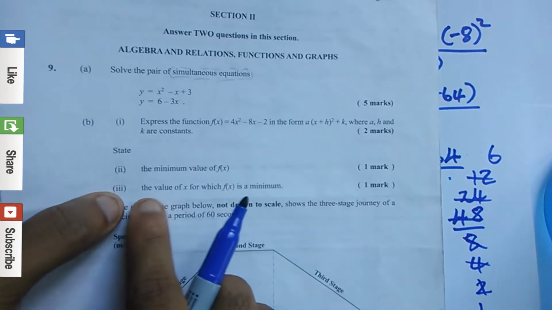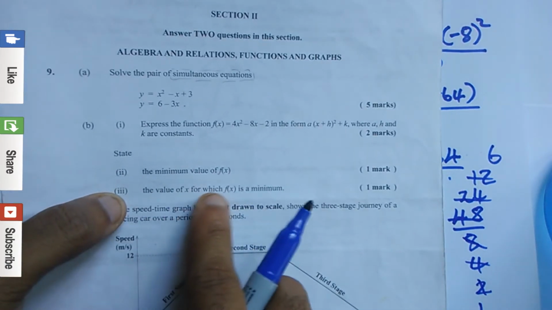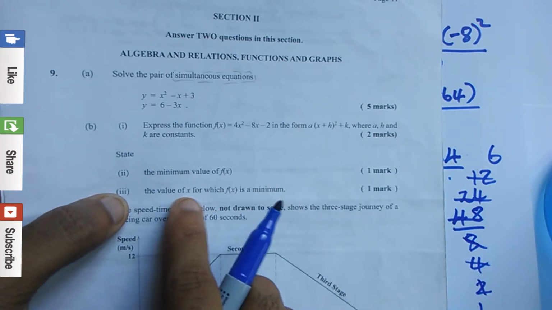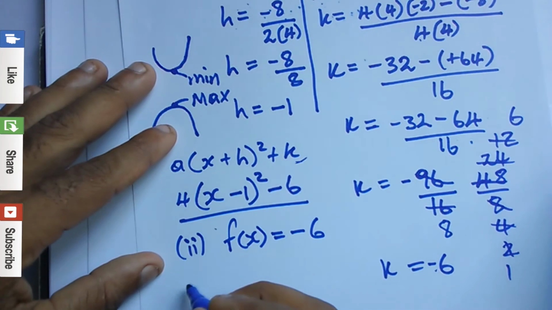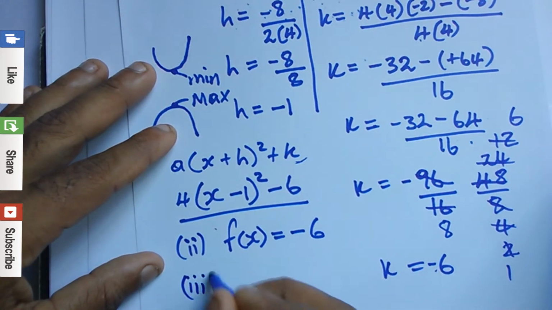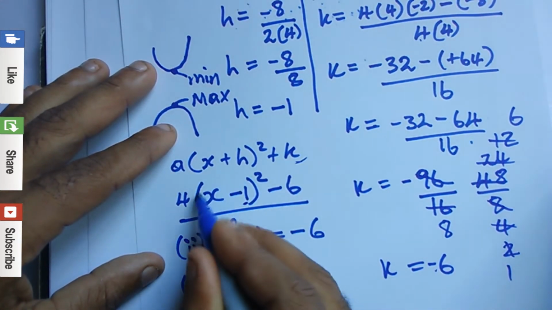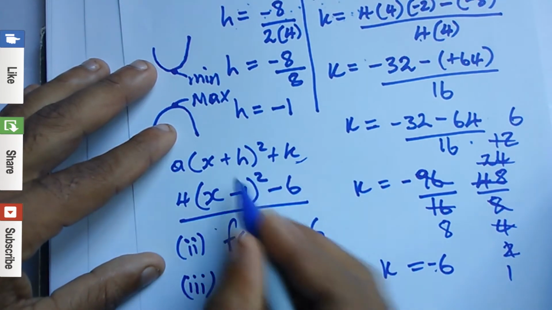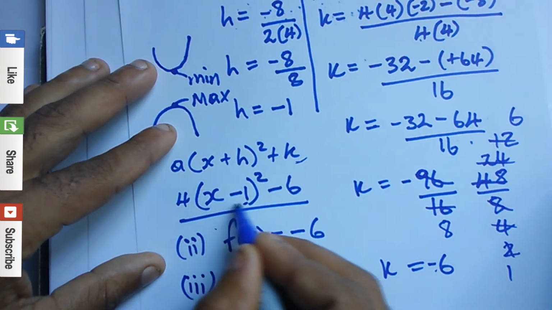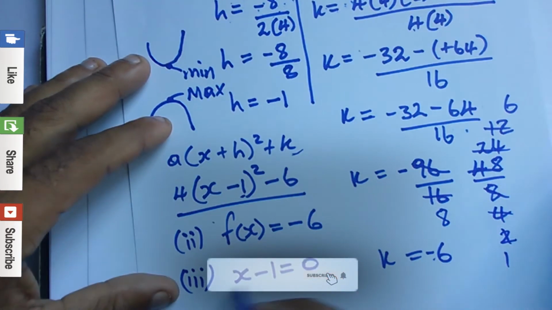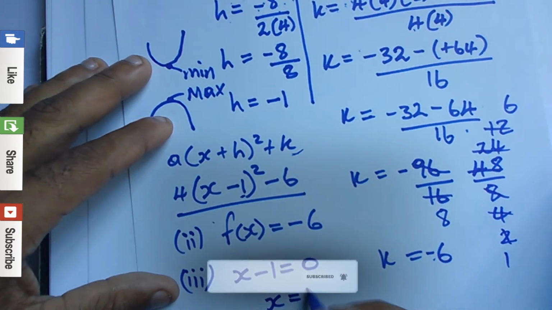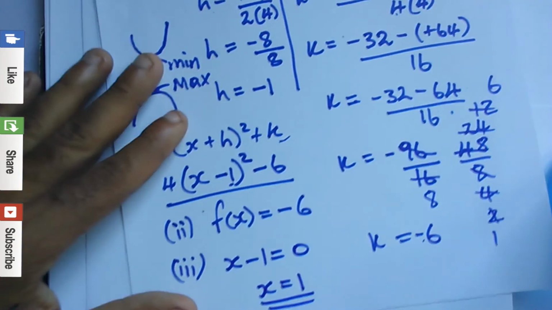Now they said find the value of x for which f of x is a minimum. To determine this value of x, we are going to take this section of the perfect square, so inside the bracket we're going to let x minus 1 equal 0, and solve for x. So x would be equal to 1. Simple as that. So that would be the answer.